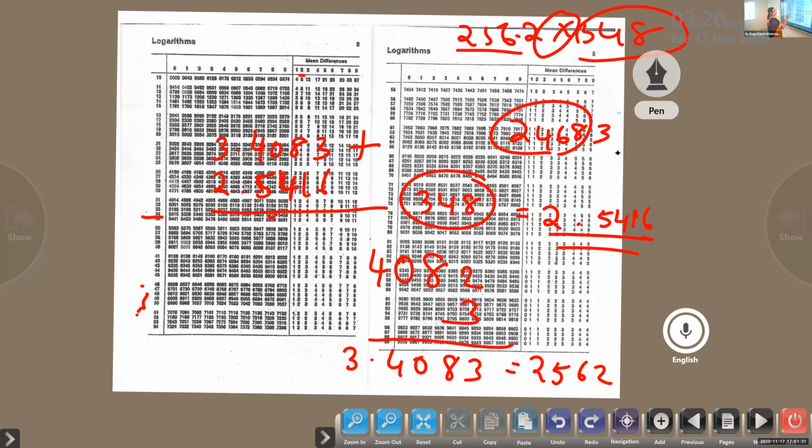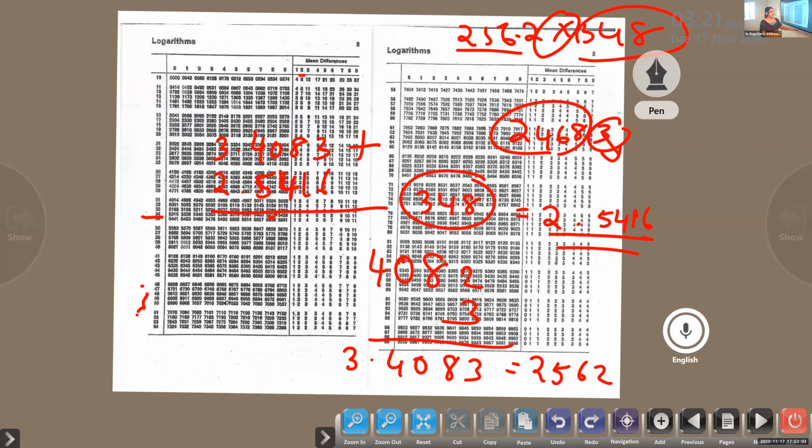Now we can add it. 6 plus 3 is 9. 1 plus 8 is 9. 4, 9. And the total number we are getting is 5.9499. But still our answer is not complete. Once you have found the logarithm, the next step is to find the final answer. The final answer is not this; we have to look for the anti-log.